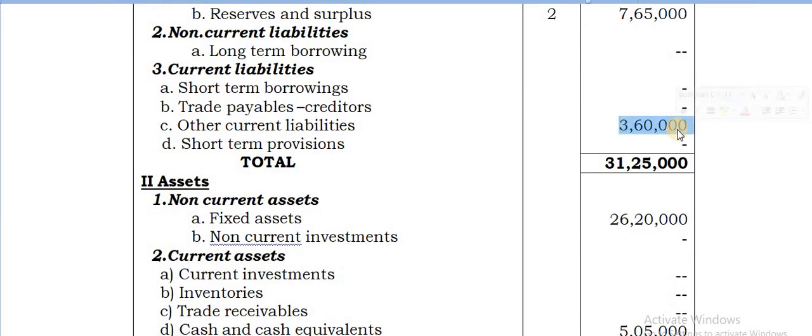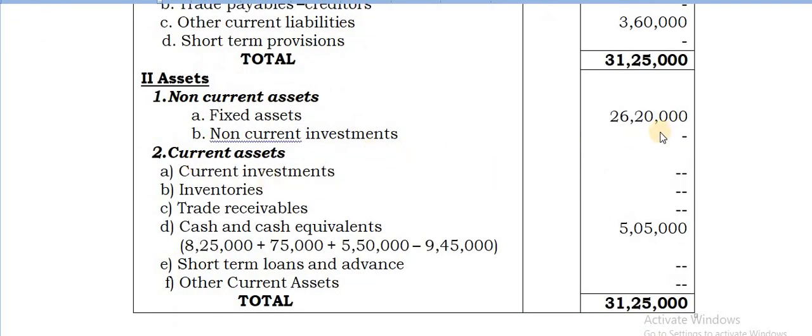Okay, in the previous column they had given just other liabilities, that's why we have taken it under long term borrowings. Here they give other current liabilities, so you take it under this head alone. Okay. And coming to the assets, fixed assets as given, that entire amount to take up.